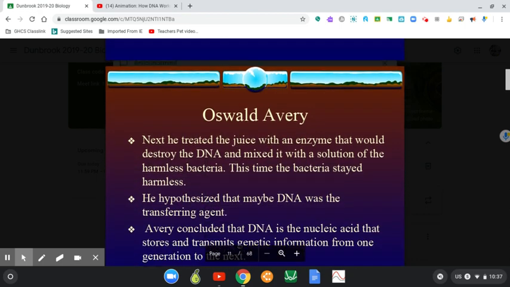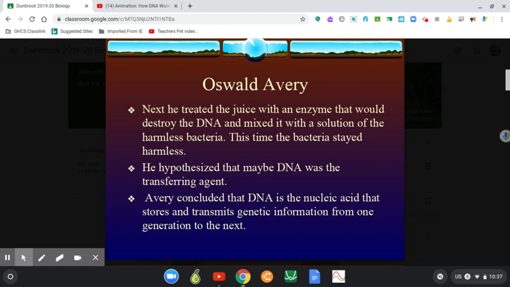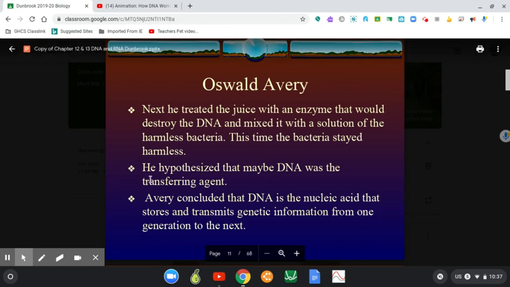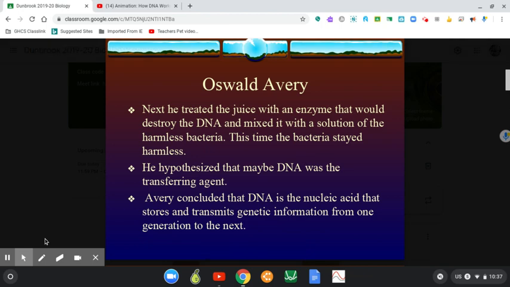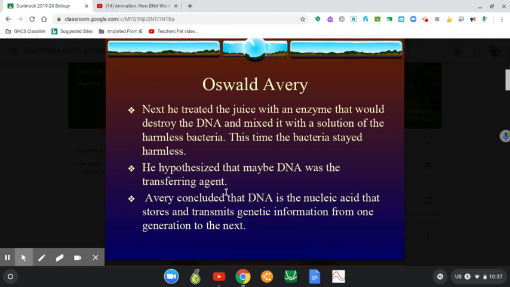And you can read about this experiment in your textbook. I won't take up too much of your time with it, but it is pretty neat the way he isolated different variables and tested one thing at a time. He ultimately concluded that the DNA must have been the transferring agent that actually led to the bad bacteria passing the trait on to the good bacteria that made it deadly. Okay?